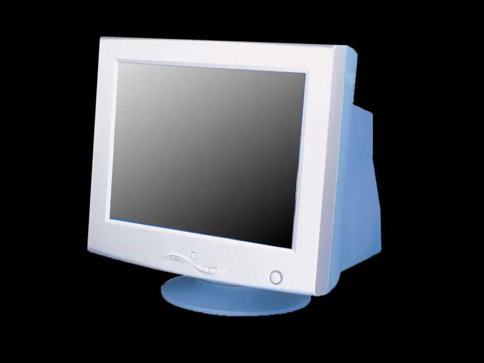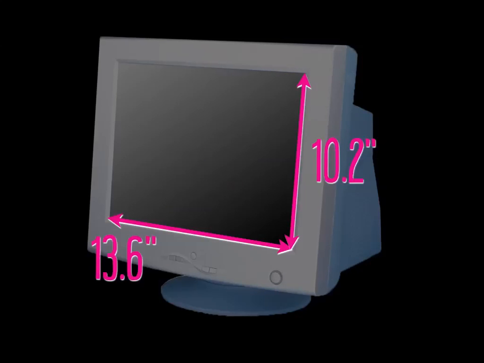This is a delightful 17-inch CRT monitor. It's 17 inches because 17 inches is the measurement from diagonal to diagonal. That's how all monitors are measured, by the way, and TV screens. They measure the diagonal. 17 inches diagonally means that it's about 10 inches tall and about 13 inches wide, give or take.